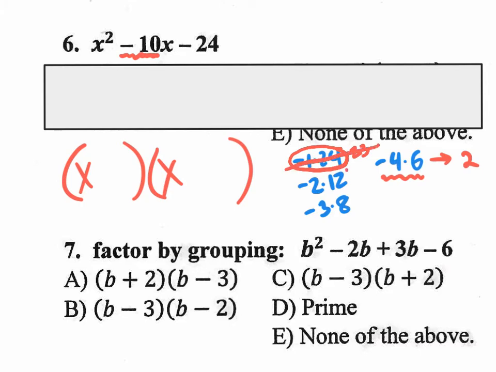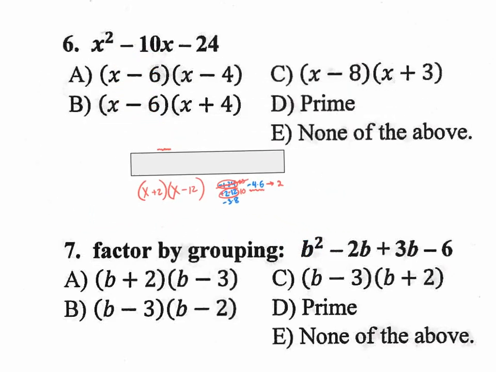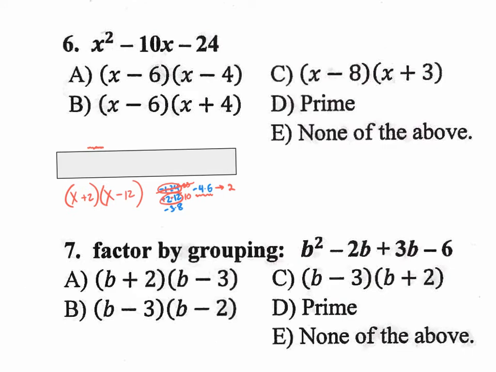What's negative 2 and 12? That is 10, isn't it? However, we want it to be a negative 10, so I need to change the signs on both of them. So that's going to be a positive 2 and a negative 12. Positive 2, negative 12. That is my factored form. If I check my answers, positive 2 and negative 12, it's not there. So it's not prime. Prime would mean that you can't do it. Right here, it's none of the above for number 6 on version A.